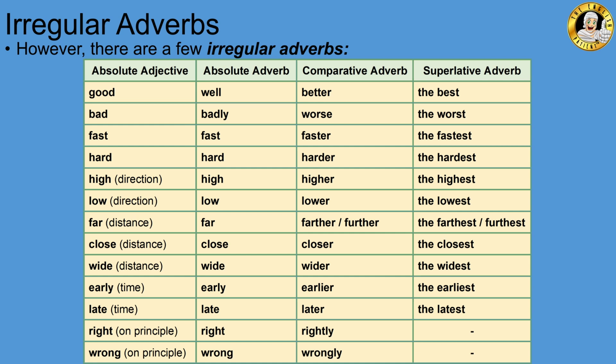And then right and wrong, meaning on principle here, as in your actions are on principle good or bad. So in this case, right as an absolute adverb would be right, and the comparative would be rightly, and there's no superlative. Wrong, the adverb is wrong, and the comparative is wrongly on principle. For example, I might say, I acted rightly, meaning the principles of my actions were correct.